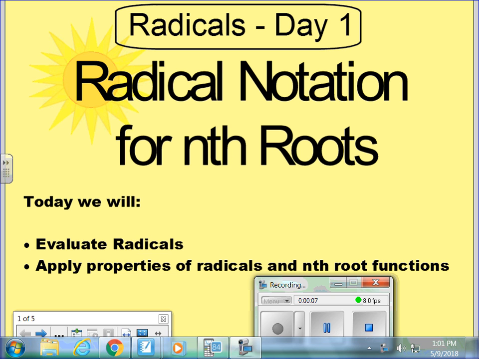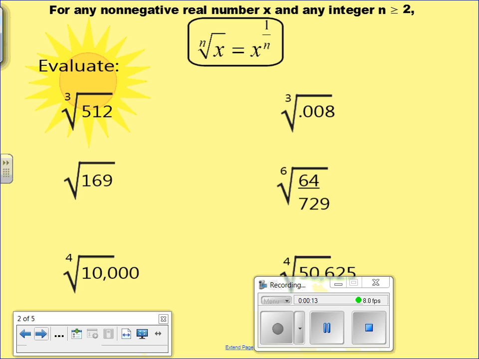This is day 1. It's going to be a very easy and short lesson, and it's mostly in the calculator. All right, so go ahead and write down what you're seeing in that little box.